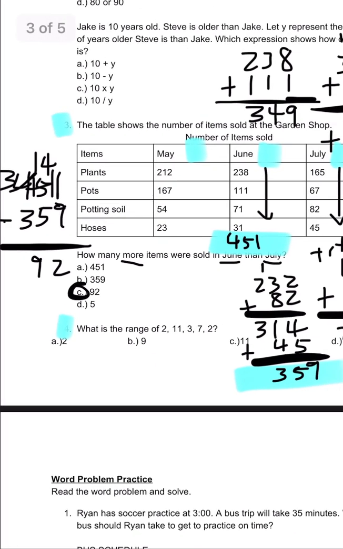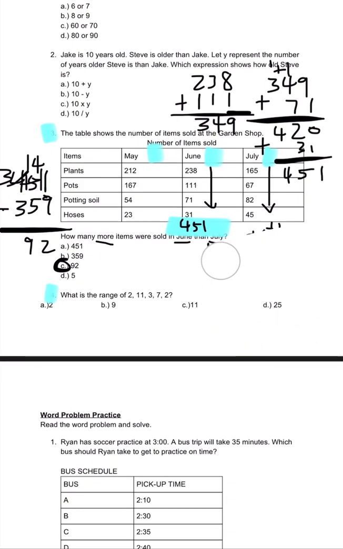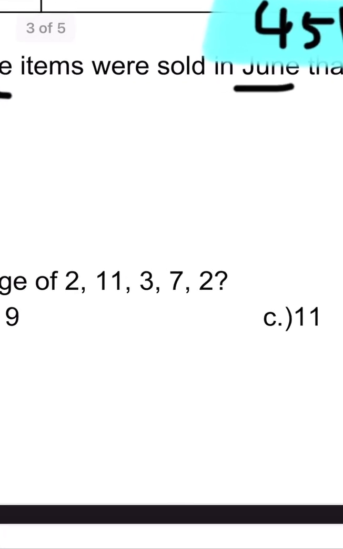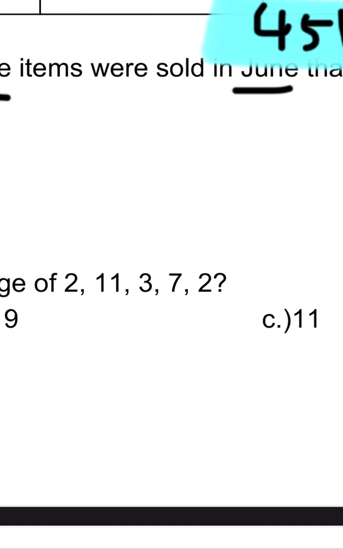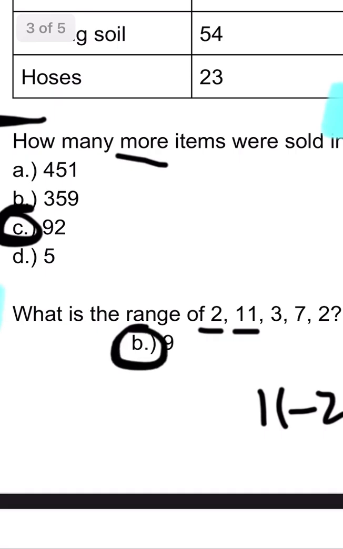Number 4, okay, I'm going to erase my work so that we can see the answer for number 4. What is the range of 2, 11, 3, 7, and 2? So finding the range, you're just going to take the smallest number and the biggest number. So here we know that 2 is the smallest and 11 is the biggest. And we're going to subtract them. So 11 minus 2 is 9. Your range is 9.